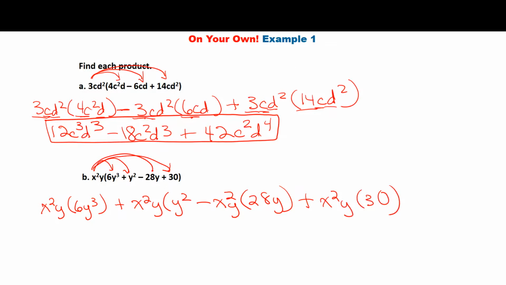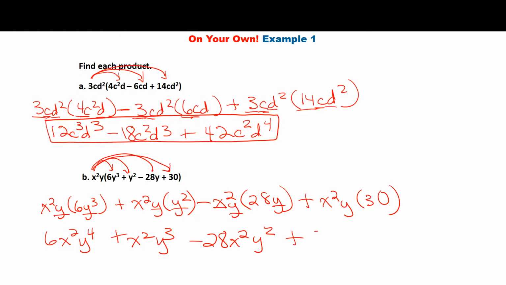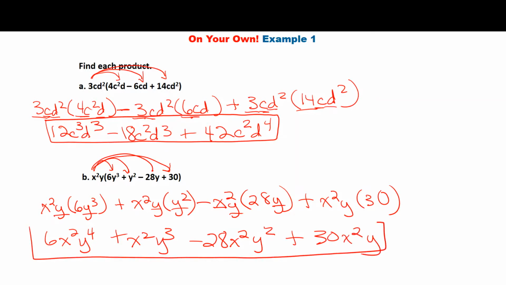So when we work this out, we have 6, we have x squared, and four y's, y to the fourth. Next we have x squared and three y's, y to the third. Here we have a negative 28. We have an x squared and y and a y, so we have two y's, y squared. And finally, we have a 30x squared y. There we go. Okay, let's keep going.